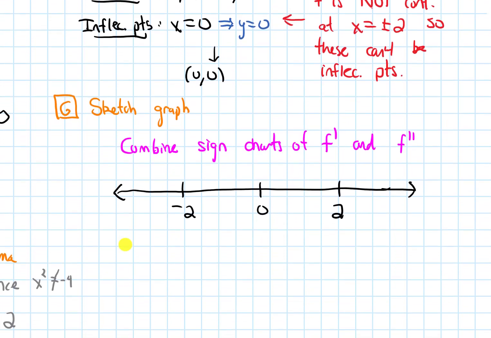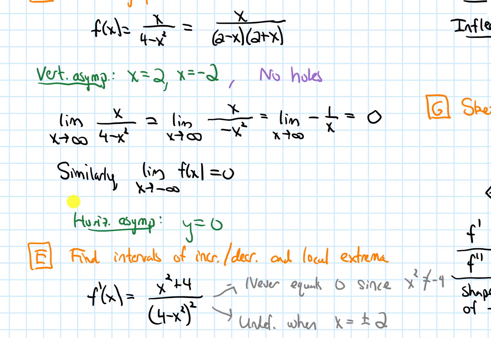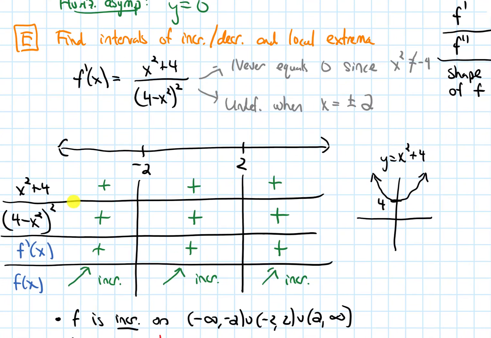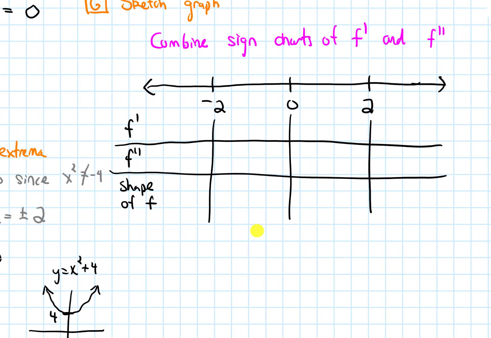All right, and now I'm going to keep track of my derivative, my second derivative, and what that tells me about the shape of f. So I'll separate out some rows and some columns. So if I go back to my sign chart for the first derivative, let's see, this is the one that was positive everywhere. Okay, so I will draw this being positive everywhere.